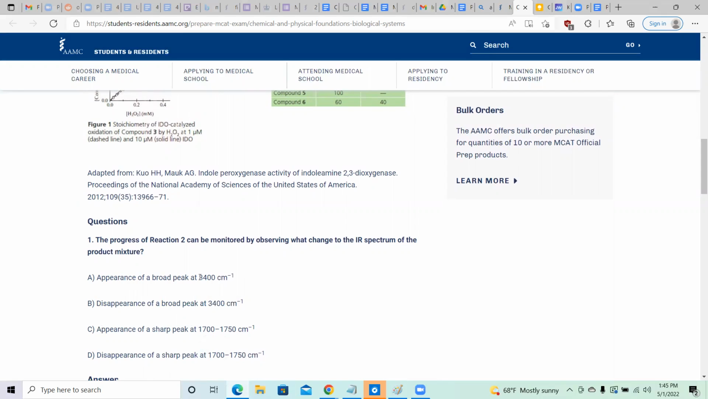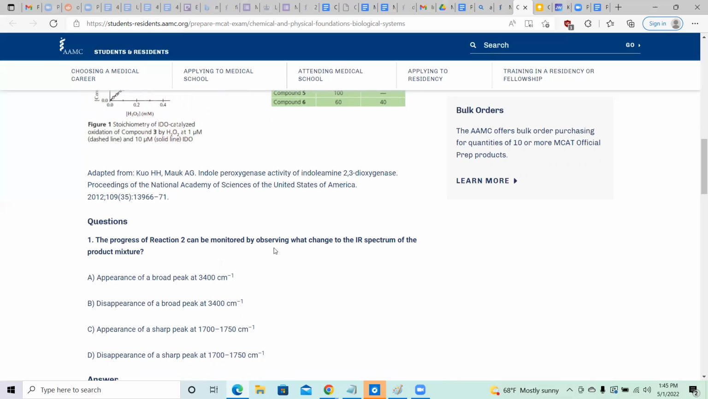And now this is the content check, because these are the exact same choices, except it's a broad peak at 3,400 or a sharp peak at 1,750. Based on your critical thinking, you have narrowed this down to a 50-50, and your content will carry you to the right answer, or it's a guess. But with critical thinking alone, we were able to come down to a 50-50. And the content review part is like you either know it or you don't. If you know it, then you got it. If you don't know it, it's a guess.